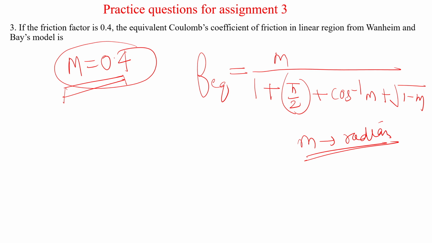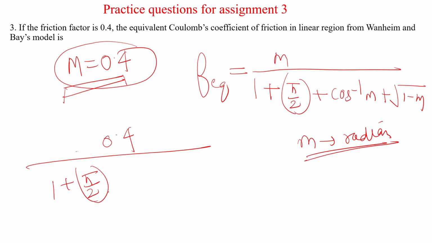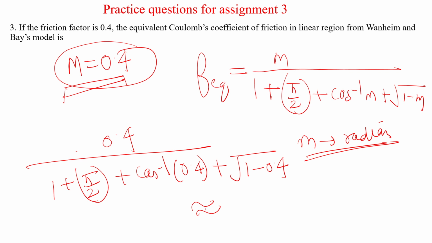Have you got it? Just you need to put the values, right? 5.73 into 10 to the power minus 3. No. 0.4 upon 1 plus pi by 2 plus cos inverse 0.4 plus 1 minus 0.4. So you will get around 0.089 something. Please check once.